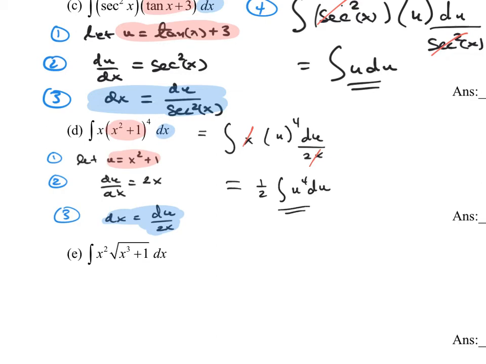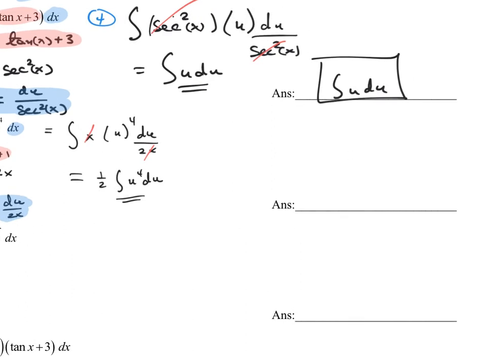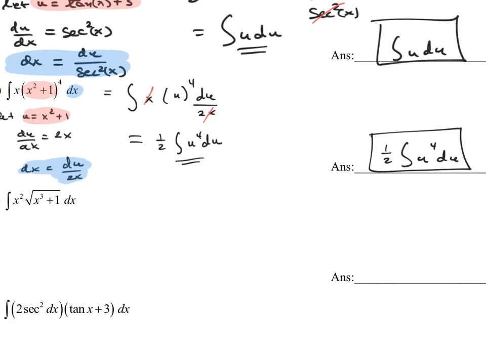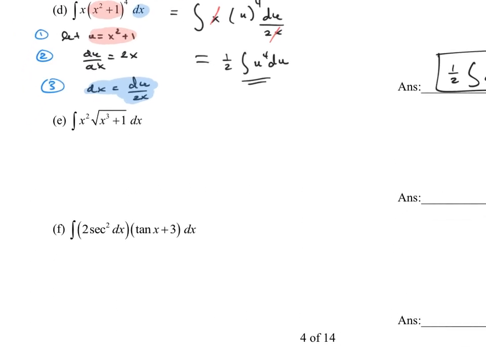Again, that would be super easy to integrate. It would be u to the 5th over 5 times 1/2 plus c, and you back substitute for u. But let's just go ahead and do what the problem wanted, which was just substituting in terms of u's. Okay, let's move on to e.